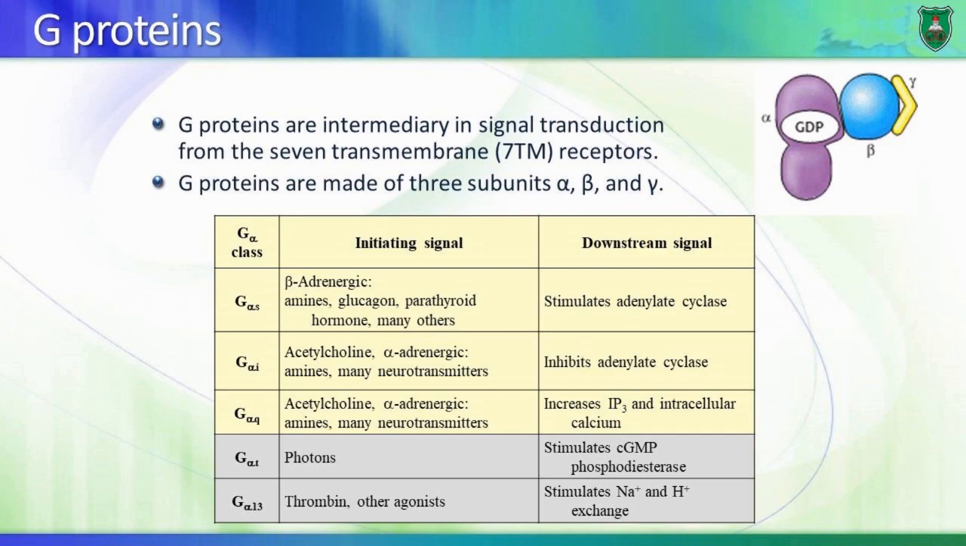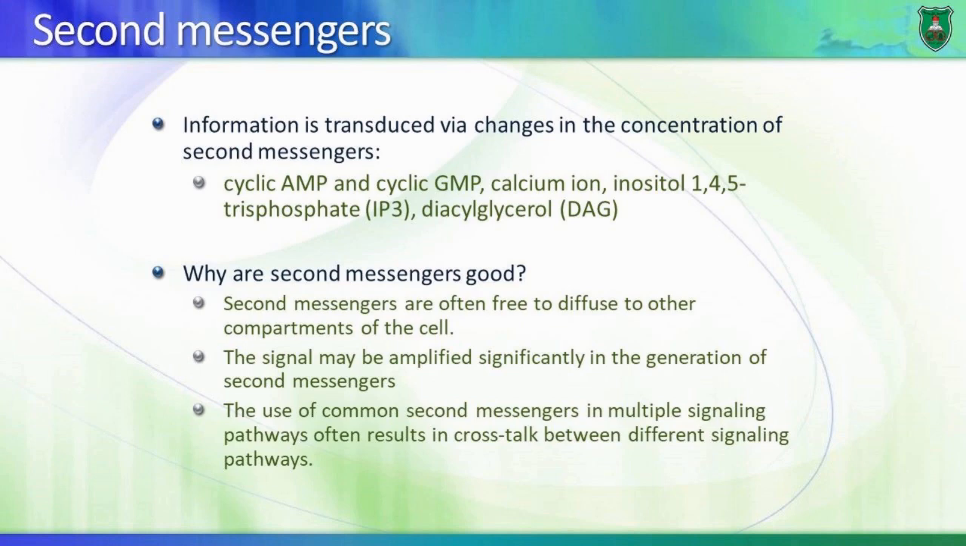Now, the G-alpha Q functions via secondary messengers, which are mainly lipids as well as calcium. Whereas here, they function via the adenylate cyclase. Okay, so these are the 3 subunits that we want to talk about, the alpha subunits, G-alpha S, G-alpha I, and G-alpha Q. Now, all of them, these G-proteins function via enzymes, and what they do is that they utilize secondary messengers. And secondary messengers are small molecules. They include cyclic AMP, cyclic GMP, calcium ions, IP3, inositol 1,4,5 triphosphate, and diacylglycerol.